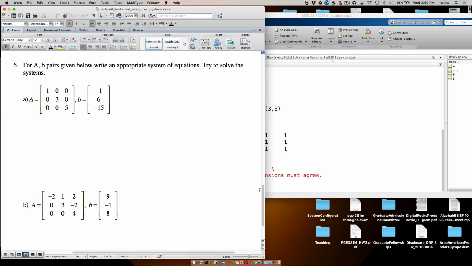So what are the solutions here? X1 is -1. X2 is 2. And X3. So essentially, the first equation is simply x1 is equal to -1, so I had it directly. Second one, when I multiply with x1, x2, x3, I'm going to get 3x2 is equal to 6, right? So x2 is 2. And the third one is 5x3 is equal to -15, so x3 is equal to -3. Simple. How about the second one?